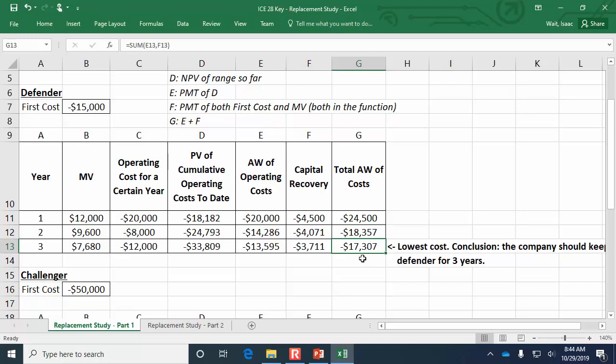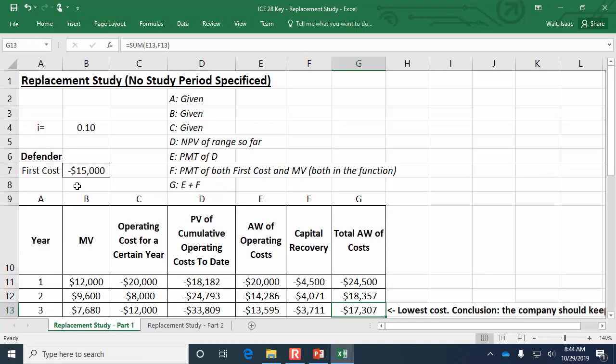All right, I'll give you another minute or so to finish this one. At the very least, save the file if you need to work on it a little bit later, because I want to tell you about a different type of replacement study. This one was where we don't have a study period specified at the beginning of the analysis. We just go with however many years gives the lowest cost. The next kind is where you do have a study period specified.